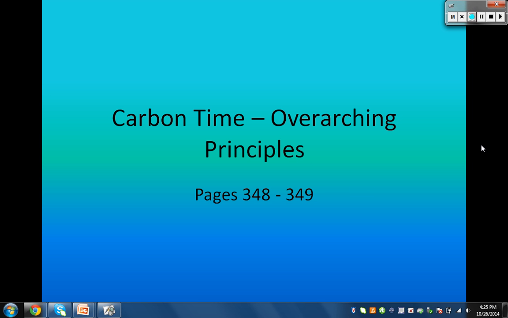These are notes on the overarching principles of the Carbon Time units that we're going to be doing this year. Some of our units come from a curriculum called Carbon Time, which essentially traces the carbon that's both in your bodies and in the atmosphere. And we'll talk a little later about the carbon cycle.